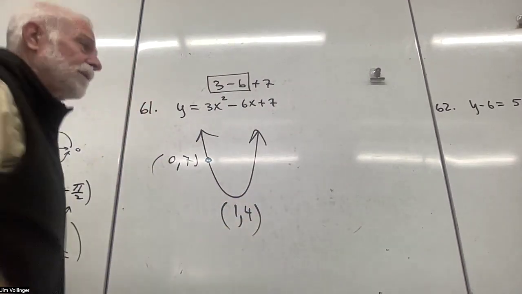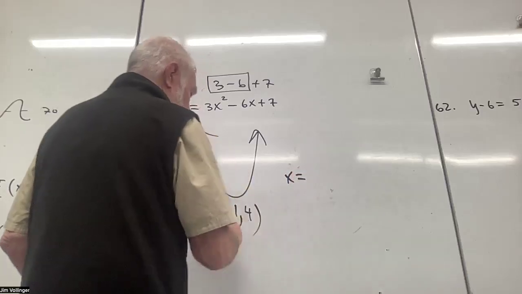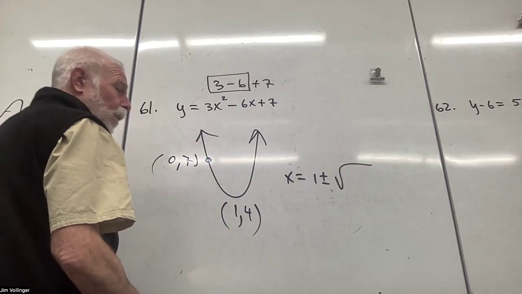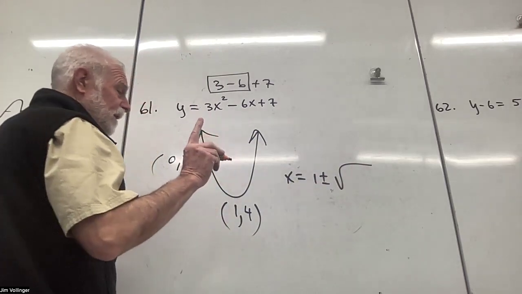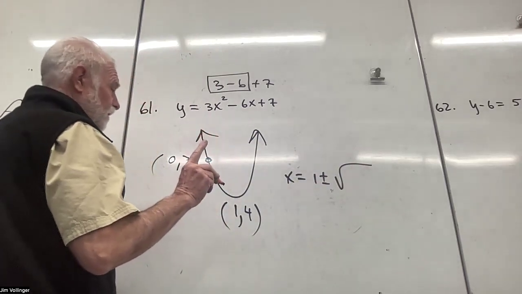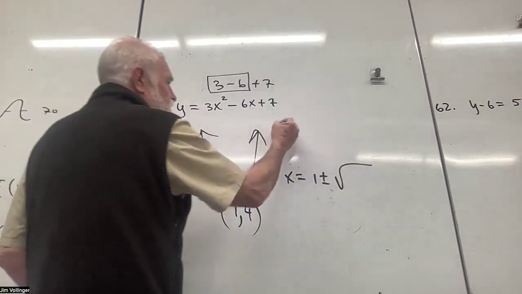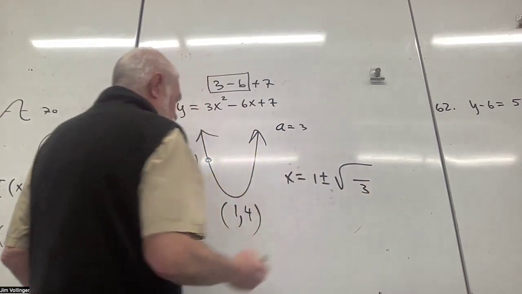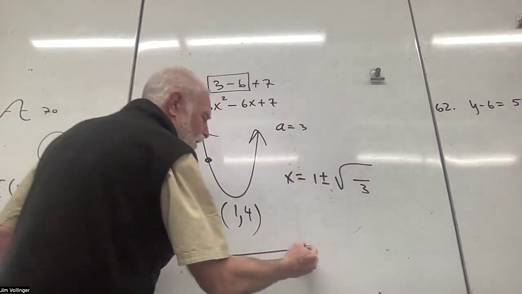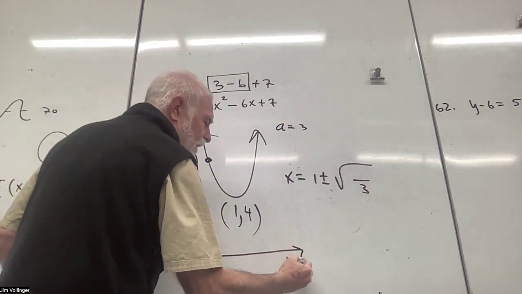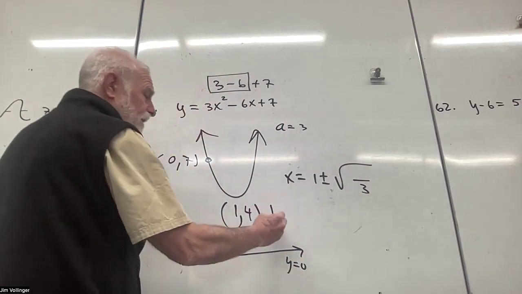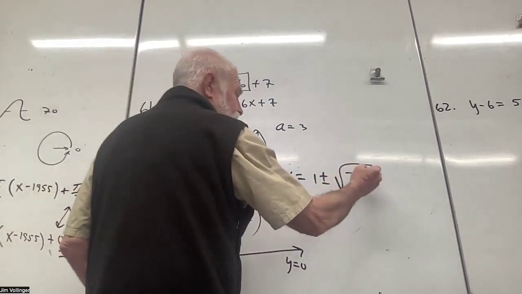Moving on. Doesn't hurt to know the roots. I'm measuring 1 plus or minus the square root of, and this is where people are making mistakes. The A term is 3, so we know we got a division by 3. And we also want to get to 0. I wonder how far I have to go. If you said you got to go down 4, you would be correct.